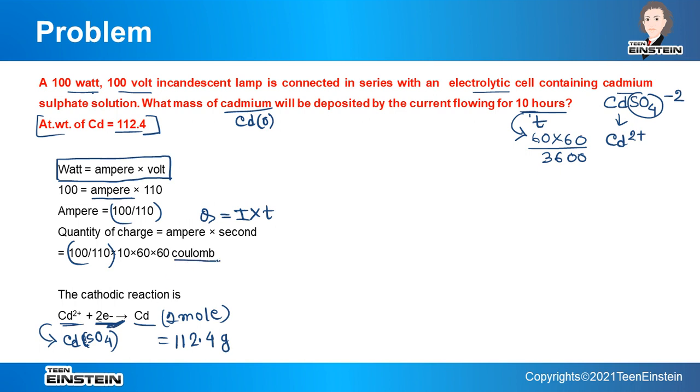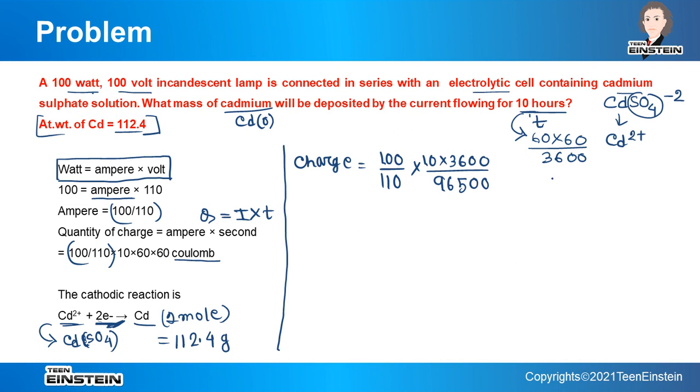And here we know the charge in Coulomb, but we will convert it to Faraday. How can we do so? Charge in terms of Faraday. Here charge is present in Coulomb unit, but if we divide it, 10 into 60 into 60, that means 10 into 3600, by 96500, because 1 Faraday is equal to 96500 Coulomb, we can get the value in Faraday, which is 0.339 Faraday.